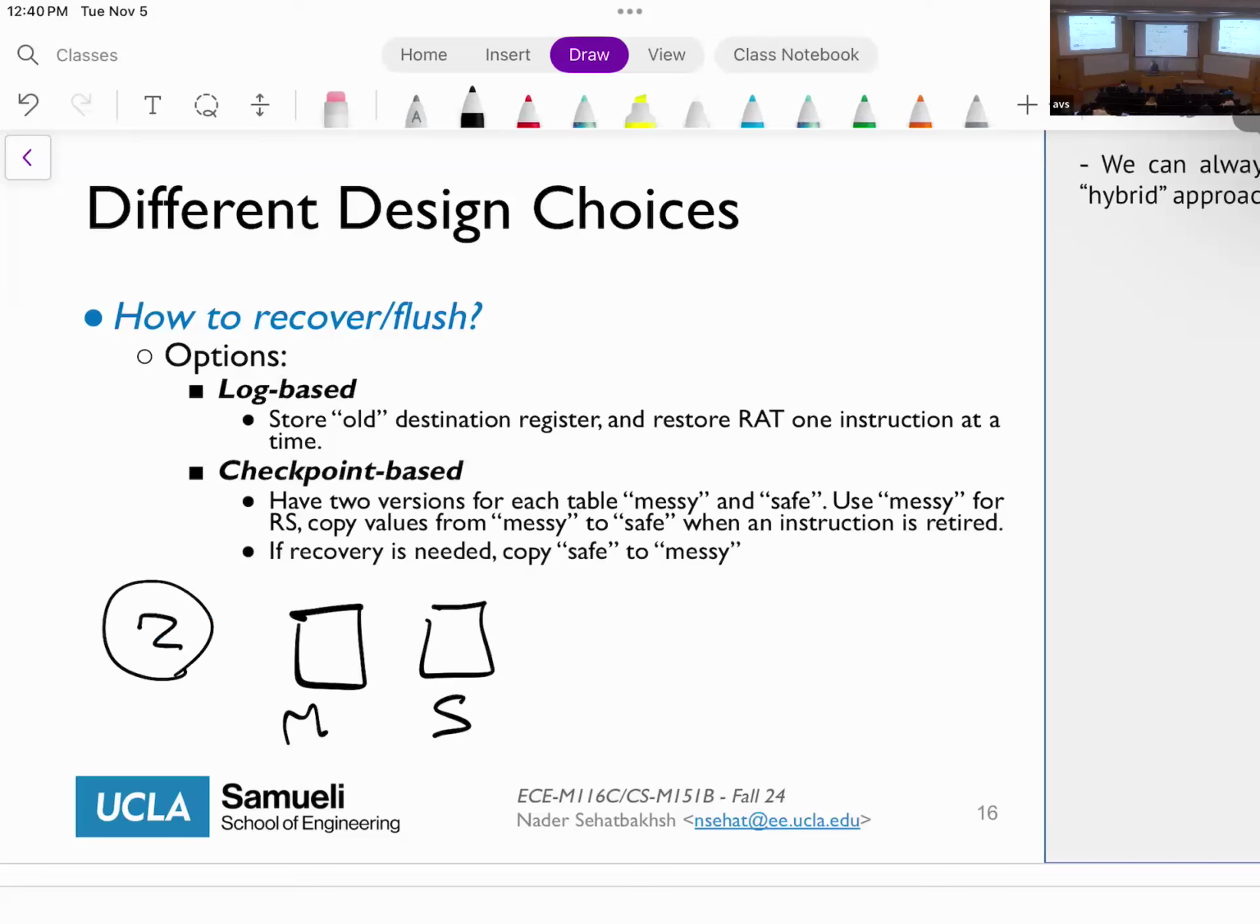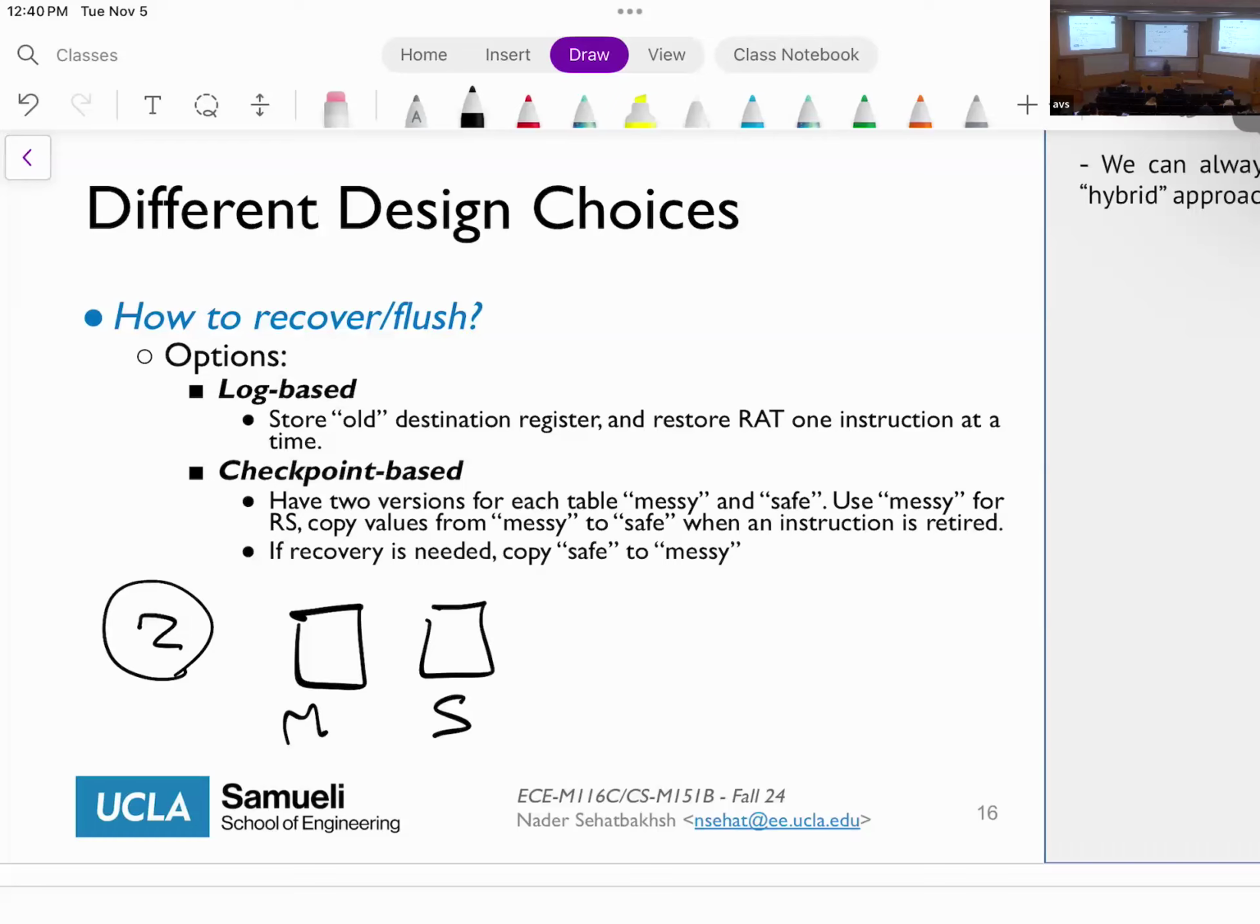So here's what I'm going to do. Whenever things are not retired, I'm going to write to the messy one, okay? And when things are retired, I'm copying things from messy to the safe. If I need to recover, I just get rid of the messy and revert back to my safe, okay? So in this case, I don't need to be worried about anything at all. I just have a true copy of things. I always have a correct copy.